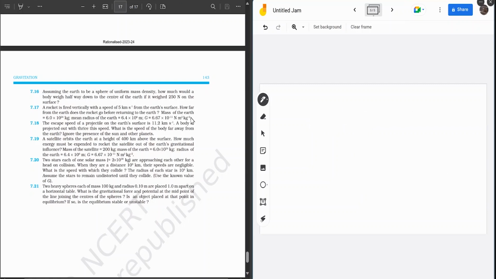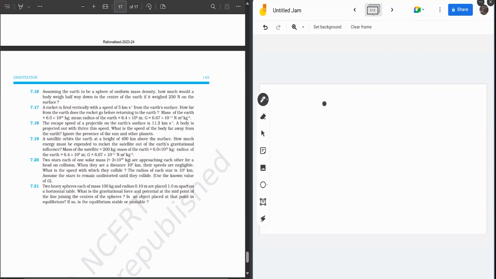Okay, next question. The escape speed of a projectile on the Earth's surface is 11.2 kilometers per second. A body is projected out with thrice this speed. What is the speed of the body far away from the Earth? Ignore the presence of the sun and other planets. Okay.